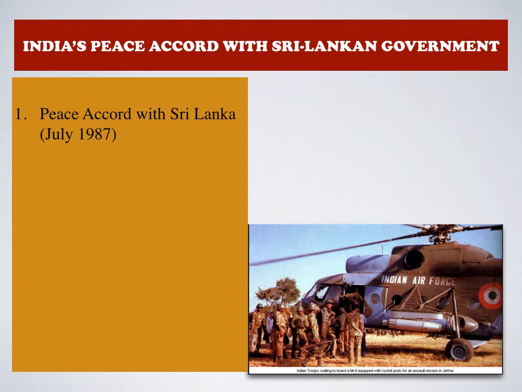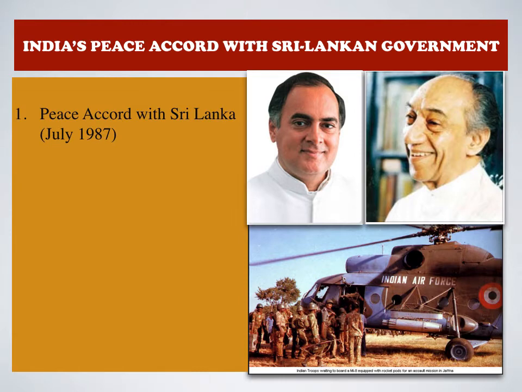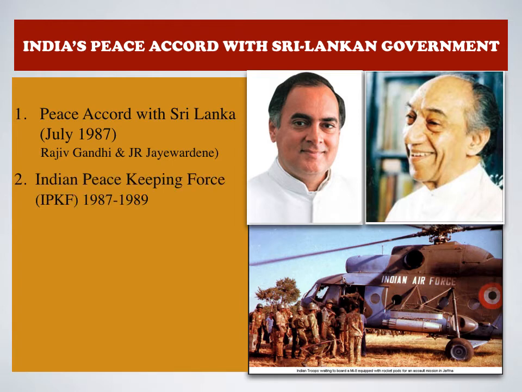At that time, the Prime Minister of India was Mr. Rajiv Gandhi, and the President of Sri Lanka was Mr. Jayawardene. Okay, you can see the pictures of these two people over here. Now, out of the few agreements of India's peace accord with the Sri Lankan government, which involved recognition of the Tamil language, one was to send the Indian Peacekeeping Force to Sri Lanka. All right, and the main job of the IPKF was to stabilize the situation in Sri Lanka. You can see the picture down there, the IPKF force.